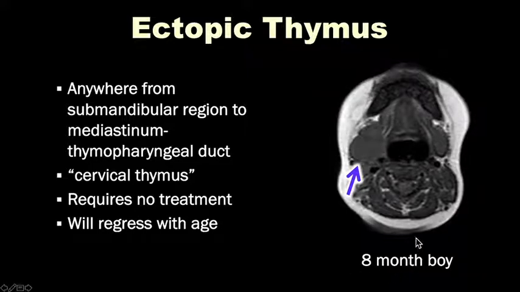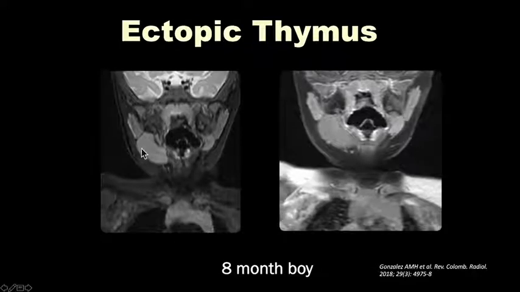So here's an 8-month-old boy with an axial T1 weighted image with solid mass posterior to the submandibular gland. It looks homogeneous. But the key to this diagnosis is comparing the mass to the rest of the thymus. And here you can appreciate that it's homogeneous and completely isointense to the rest of the thymus on T2 and post-contrast T1 weighted images.